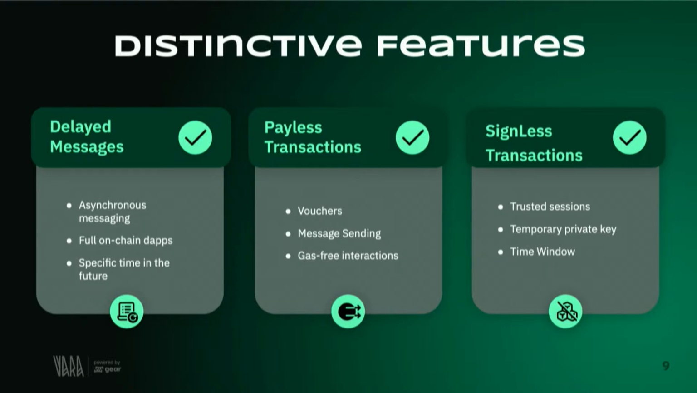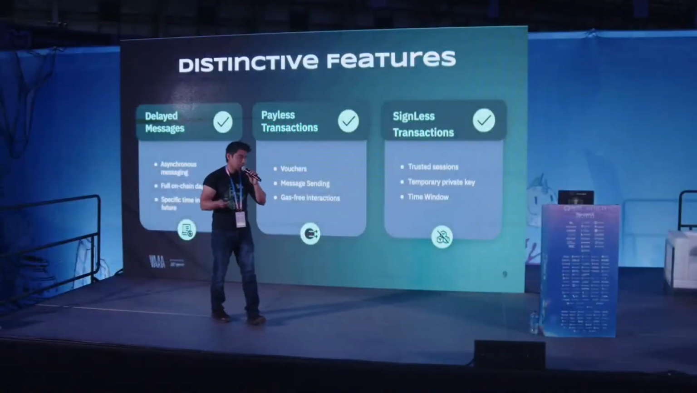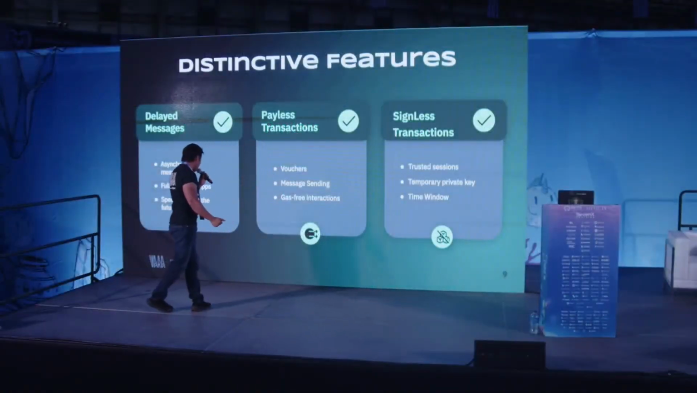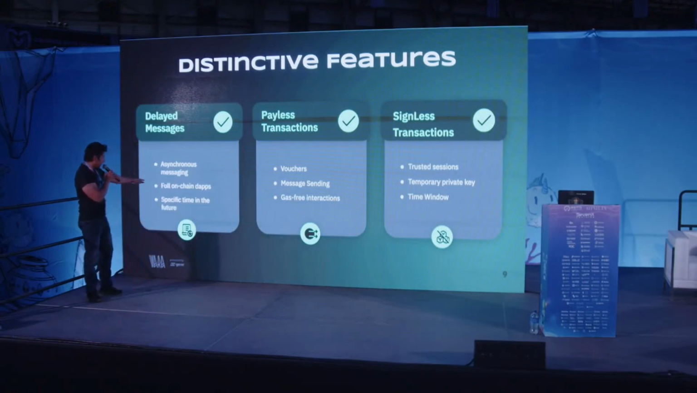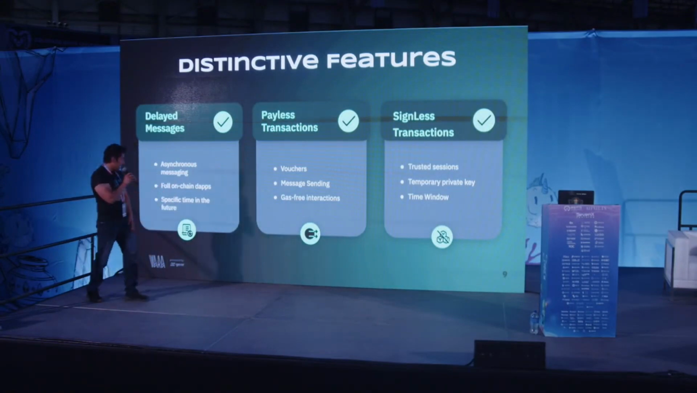But with delay messages, basically one smart contract can send one delayed message to another contract or to itself. So one smart contract can say, okay, I will send a delayed message, and after 30 days, you can come to myself and ask a lot of stuff and validate. Okay, so this is something cool about delay messages, full on-chain apps, and specifying the time in the future.